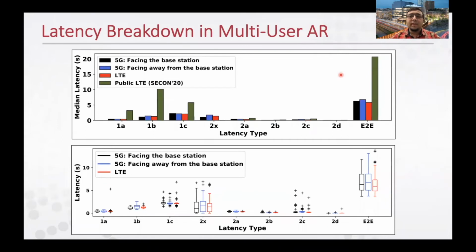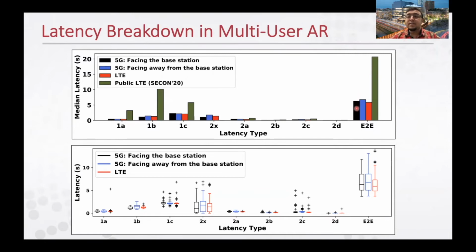Let us look into the latency of the components I described in the previous slide. We performed measurements over 5G while facing the base station as well as while facing away from the base station to emulate blockage. We performed measurements over LTE, and for comparison, we show the latency values put forward by the previous work. In comparison to the previous work, we observed that the end-to-end latency has gone down a lot.